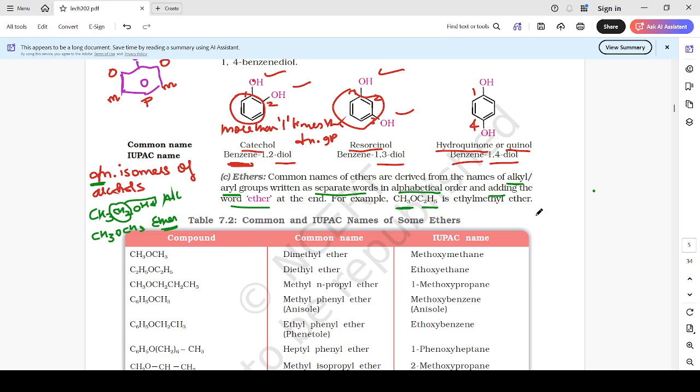CH3OC2H5. So this is like ROR. One of the R is ethyl while the other R is methyl. Now how do I name it, ma'am? Go for the alphabetical order. E comes in front of M, so I call it ethyl methyl ether. This is the common name. We are not talking about the IUPAC. How do you name the common name? According to alphabetical order, I just go for my naming here.